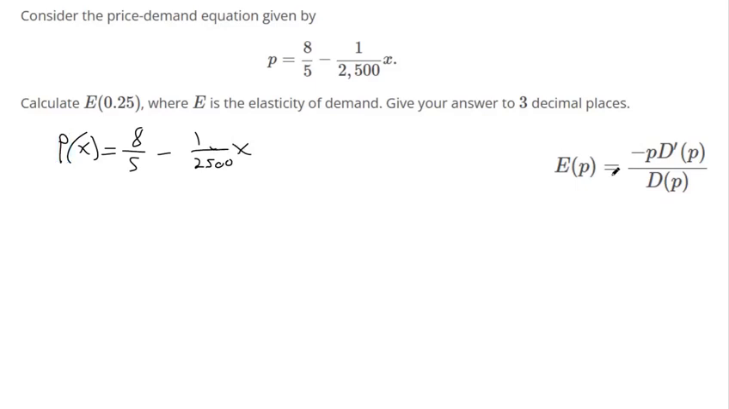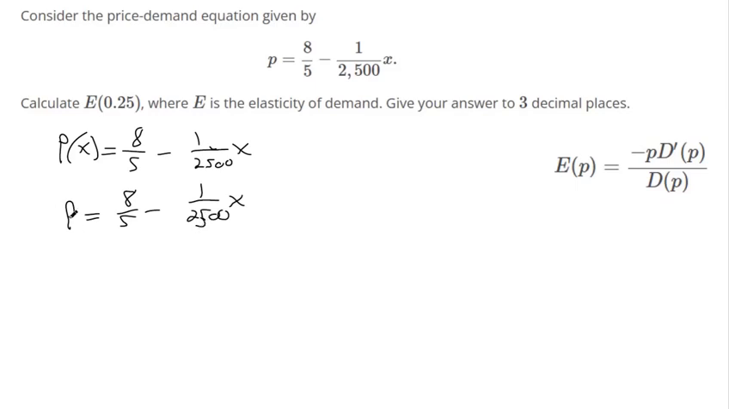We have to rewrite this so that it's in terms of P. We need everything to be in terms of P. So we want to get P by itself. Replace that function notation with just the letter P. And then we want to get X by itself.